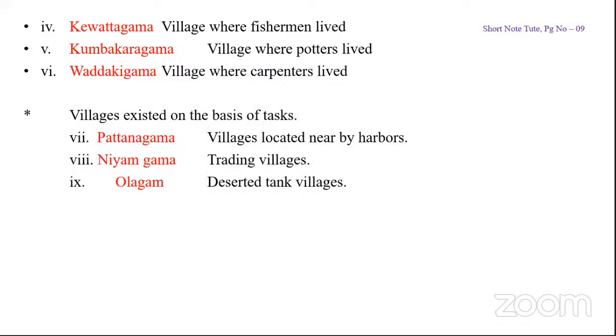There were also villages that existed on the basis of tasks. Patanagam, a village located nearby harbors. Niyamgama, a trading village. Olagam, deserted tank villages.